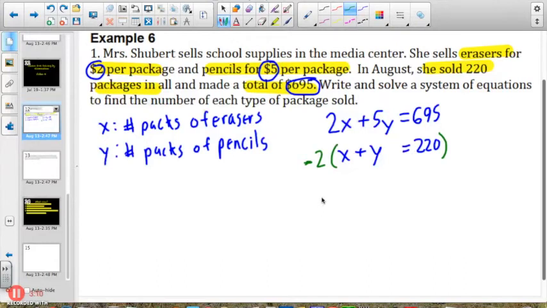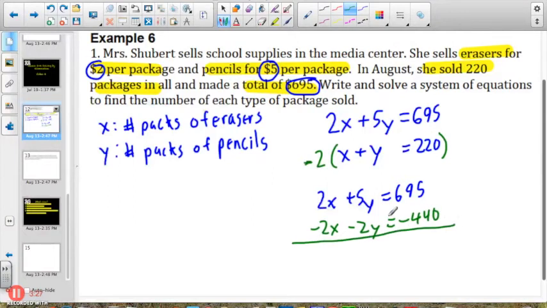So I'm going to rewrite my original problem. 2x plus 5y equals 695 was my equation on top. And when I multiply that negative 2 through the bottom, I'm going to get negative 2x minus 2y is equal to negative 440. I'm going to combine those together now. My x's will cancel out. 5y minus 2y is 3y, and 695 minus 440 is going to be 255.